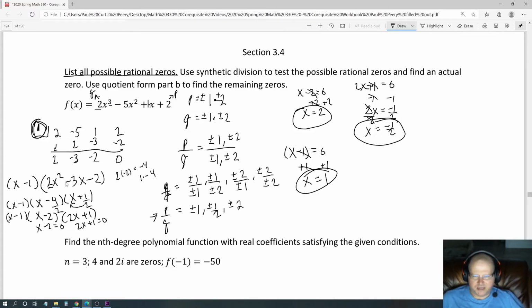But we already had it right here, so we didn't really have to rewrite that in the polynomial. We didn't have to do all that if we didn't want to. Okay, so we use the quotient from part B to find the remaining zeros, and that's what we did. Cool.